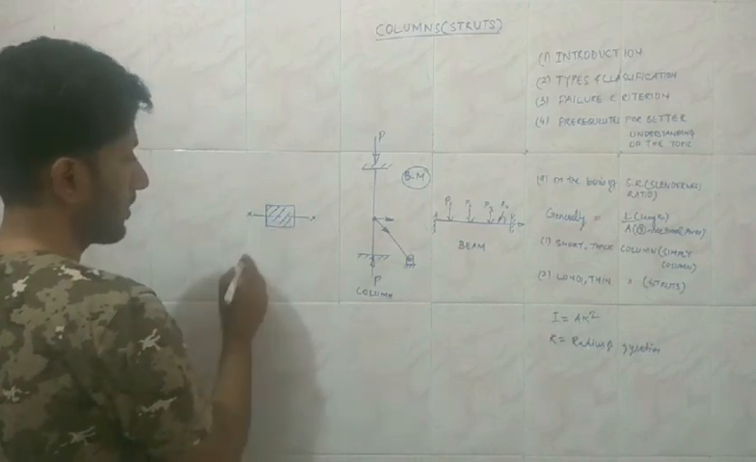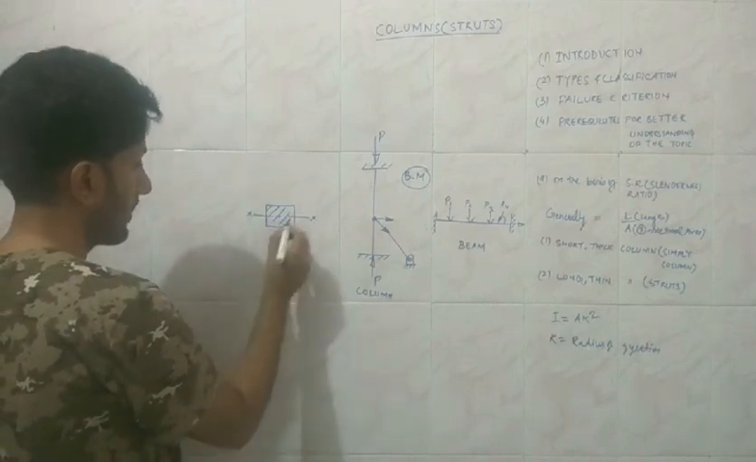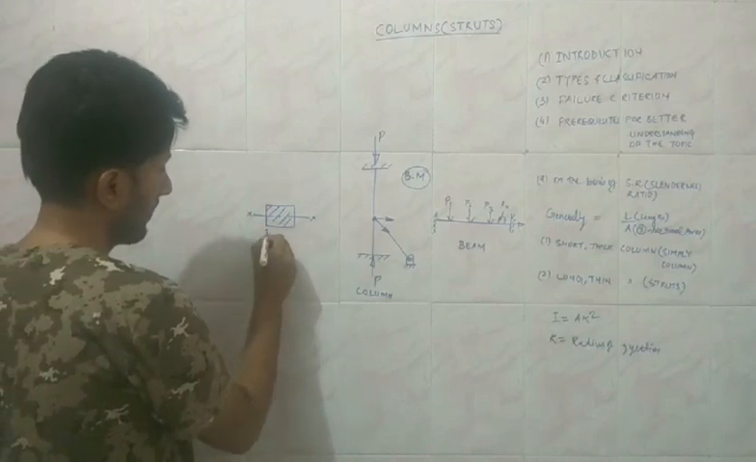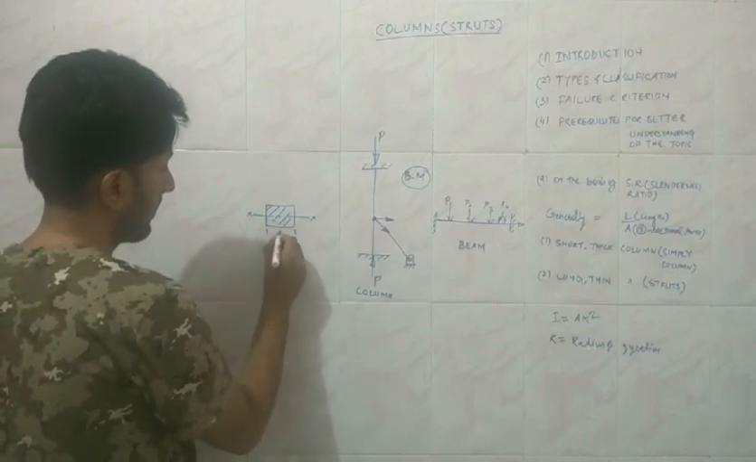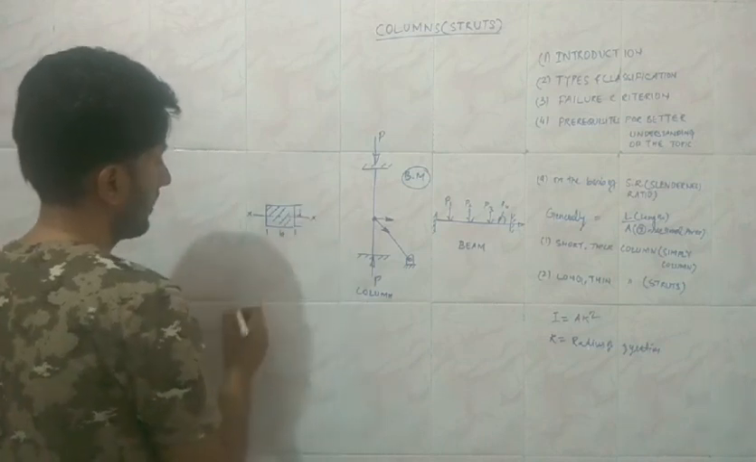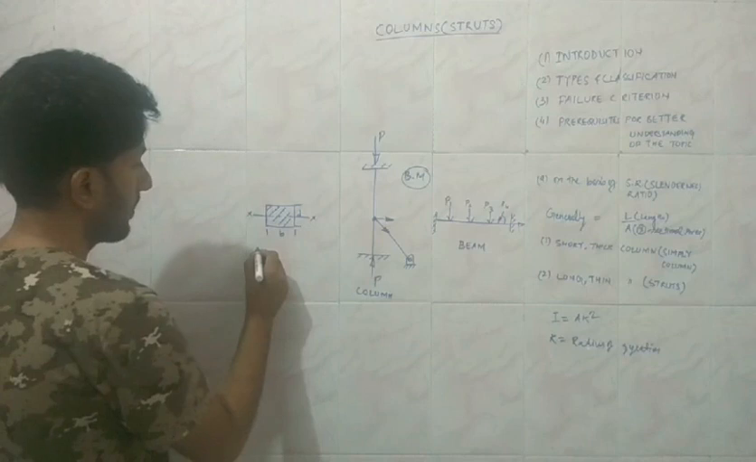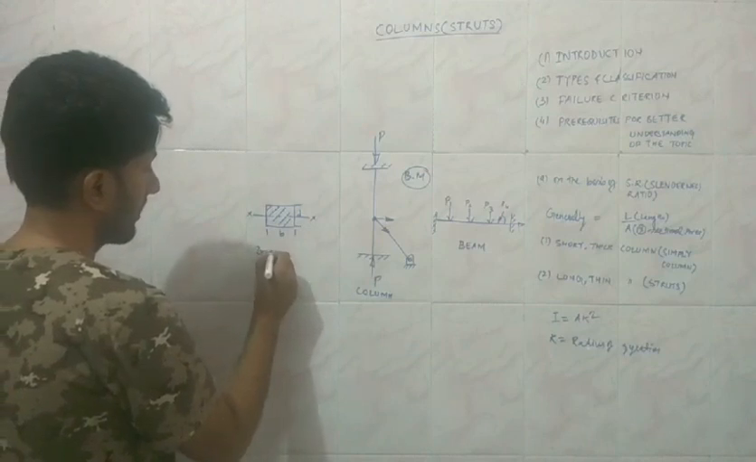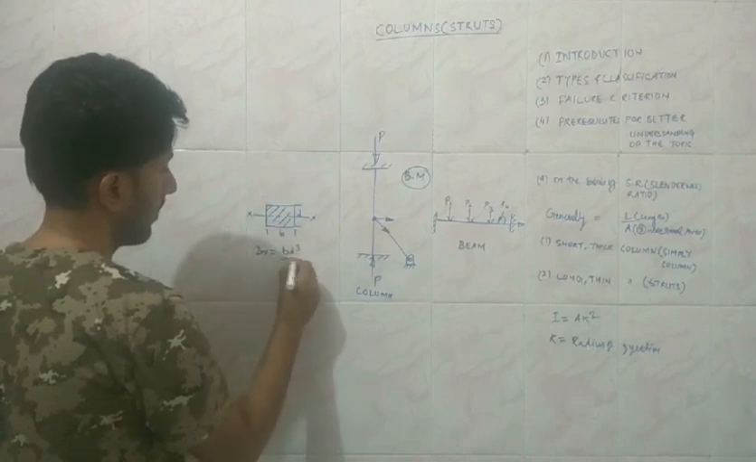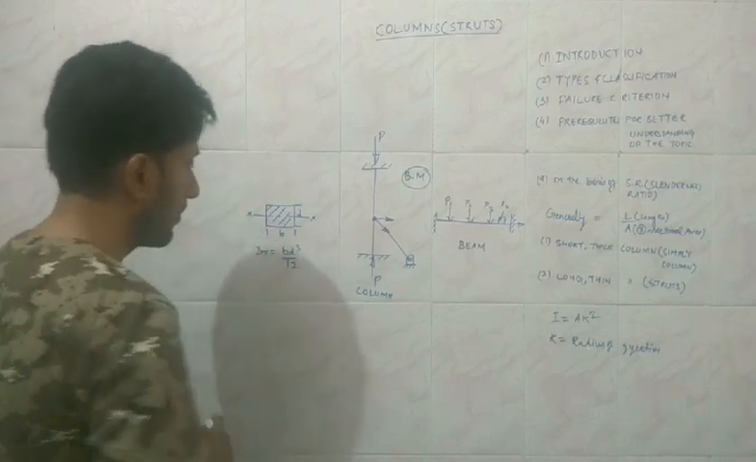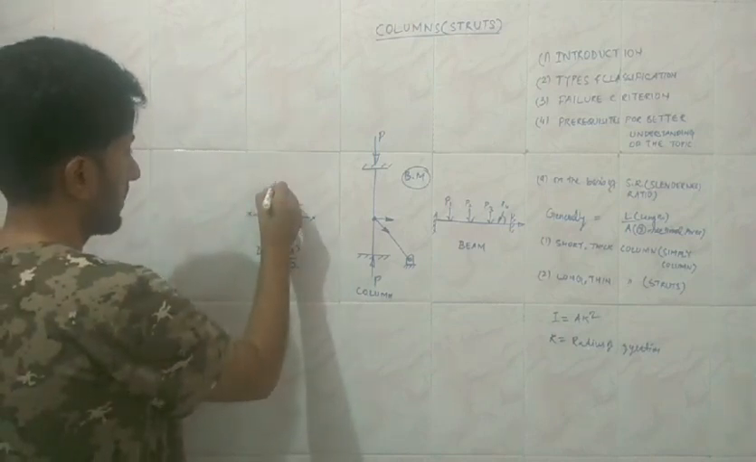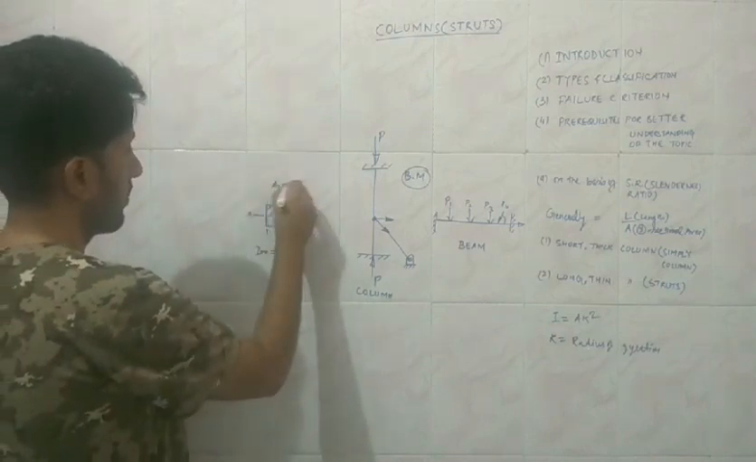Then this is the actual situation, and the moment of inertia in this case we are able to find out from a formula. Say this dimension is breadth b, and this dimension is the depth d. Then we know that the moment of inertia about the x axis is equal to b d cube upon 12.